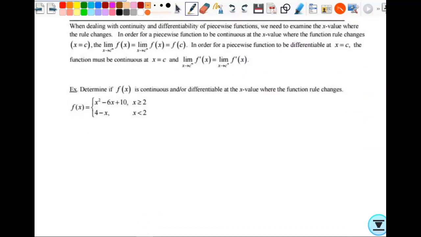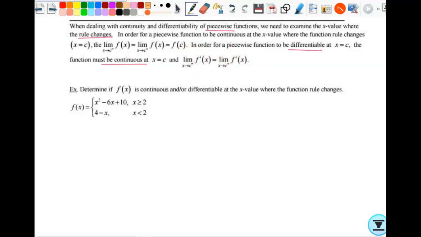So let's look at piecewise here. It says when dealing with continuity and differentiability of piecewise functions, we need to examine the x value where the rule changes, just like we did for continuity, right? In order for a piecewise function to be continuous where the rule changes, remember that it's like x equals c, so here it would be x equals 2. The limit from the left has to equal the limit from the right, which has to equal the point, right? So for continuity, the point exists, the limit exists, and the point and the limit are equal. Those are the three pieces we have to have. In order for a piecewise function to be differentiable at x equals c, the function must be continuous there, and the limits of the derivative must match. Okay?